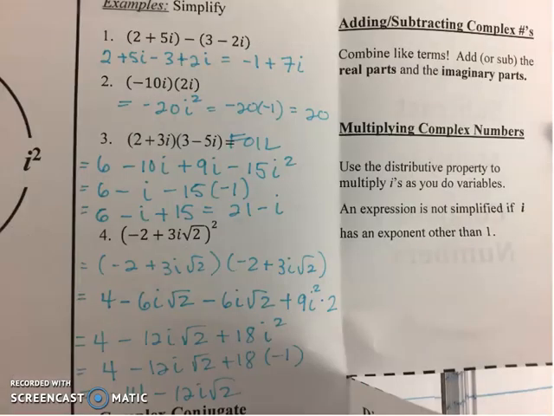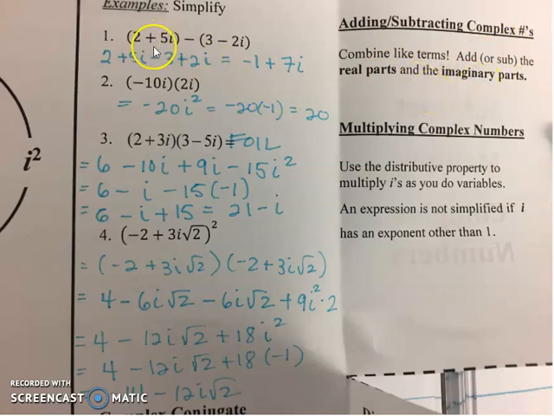And then for the last tab, we're going to be talking about adding and subtracting complex numbers and multiplying them as well. So when you're adding and subtracting, you're going to combine like terms just like you would have learned in Algebra 1. So the real parts will be added together and the imaginary parts will also be added together, and then you'll leave it as the real part plus the imaginary part.